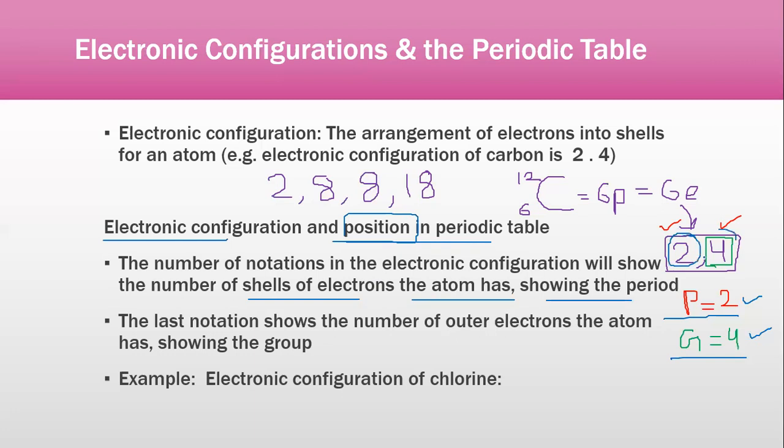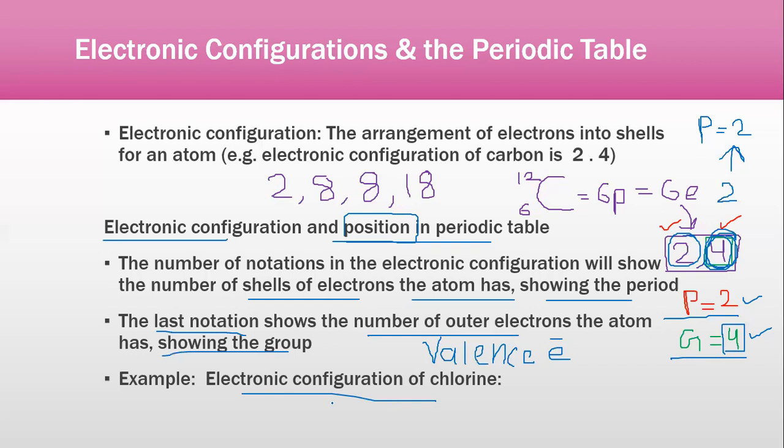First notation, second notation, total of 2 notations, which means कि इसका जो period number था वो क्या था? Period 2. तो ये number of notations हो या number of digits हो, they are going to let you know the number of period. The last notation, अब last notation कौन सी थी? This 4. The last notation is 4. That 4 is going to tell you the number of outer electrons, या इसको हम क्या एक term और देते थे? Valence electrons. We also call it valence electrons the atom has, which shows the group number. और आपका group number जो हो जाएगा वो होगा 4.